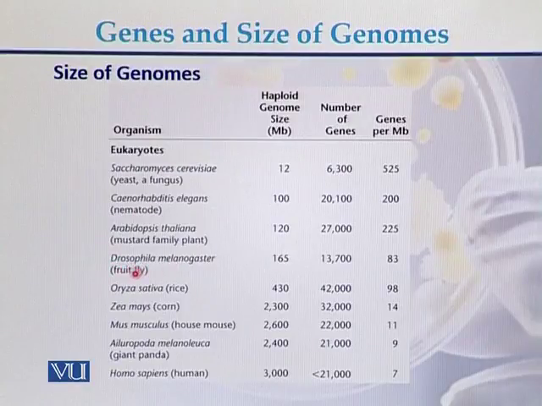In the case of Drosophila, that is the fruit fly, the size is 165 MB and approximately 13,700 genes. Rice, Oryza sativa, size of the genome and number of genes. Corn, size of the genome and number of genes. And lastly, in the case of Homo sapiens, the size of the genome is approximately 3000 MB and the number of genes is expected to be between 21,000 and 25,000.